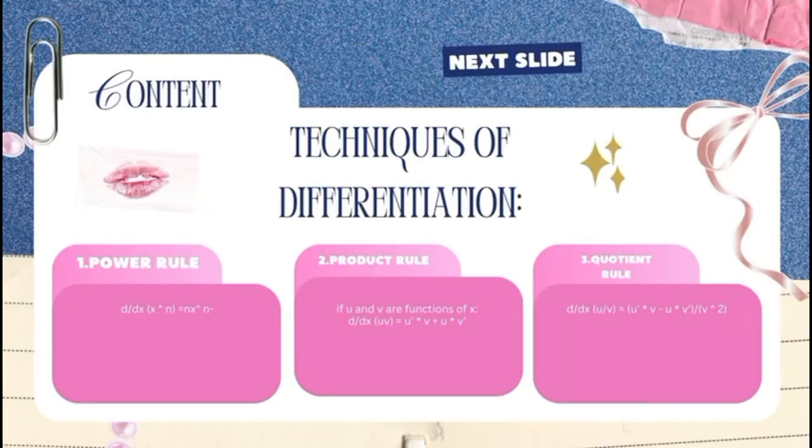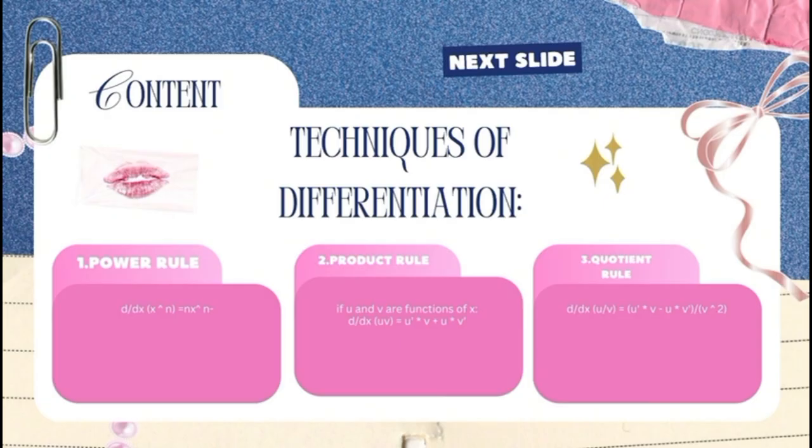Now, let's look at the techniques of differentiation. These are the main rules that make solving derivatives much easier. First, the power rule. If you have x raised to a power like x^n, then the derivative is n x^(n minus 1). This is one of the most commonly used rules.